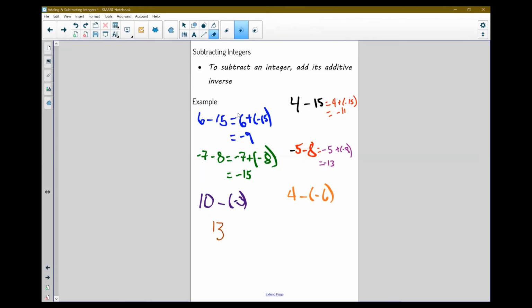So basically, we just add an add sign. We basically flipped those 2 signs. We change that minus and that negative to a positive. It's going to be 13. Just like over here, 4 minus -6. So we're going to just flip the sign. So it's going to be 4 plus 6, and it's going to be 10. That is your answer, and that is your answer. Okay?